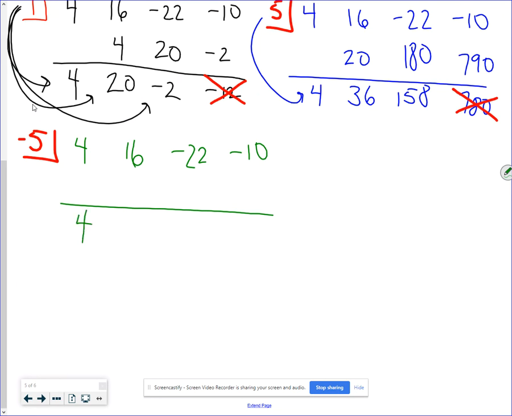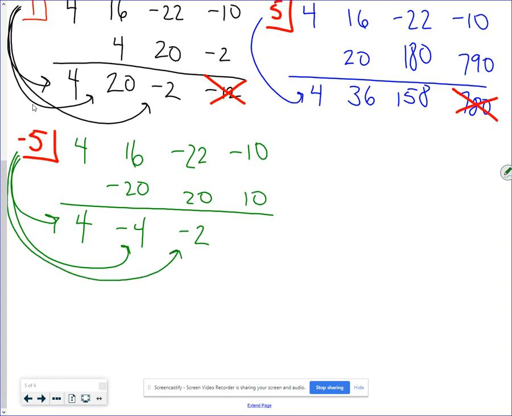Drop the 4 down. Negative 5 times 4 is negative 20. 16 plus negative 20, negative 4. Negative 5 times negative 4, positive 20. Negative 22 plus 20 is negative 2. And then negative 5 times negative 2 is going to be positive 10. And we get the remainder of 0.